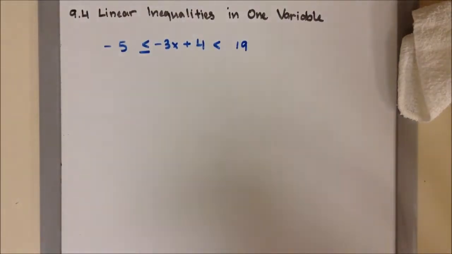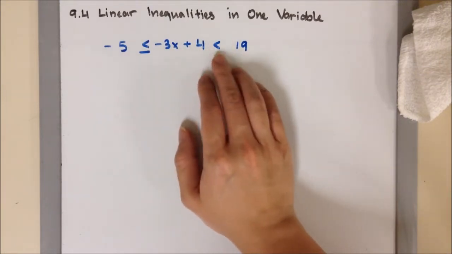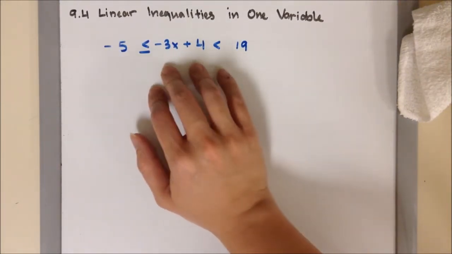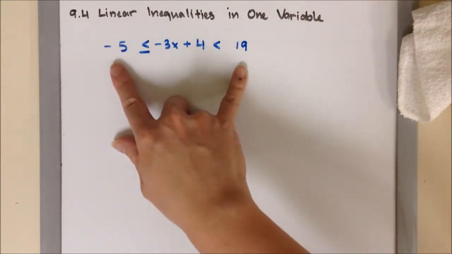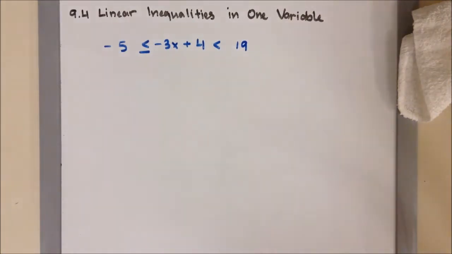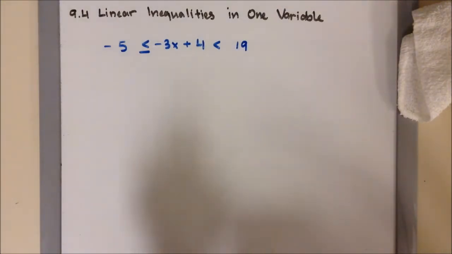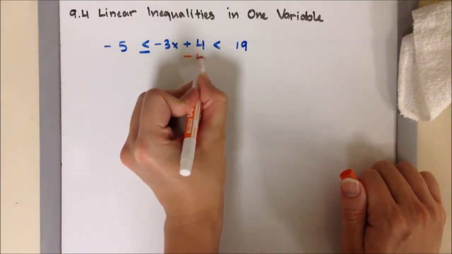Next example, I have negative 5 less than or equal to negative 3x plus 4 less than 19. Alright, so this one is a different form than the previous example. We have two numbers on both sides of x, where x is in the middle, and two inequality signs. So in order to solve for this, I want to get negative 3x by itself, so I'm going to cancel out the 4 in the middle.